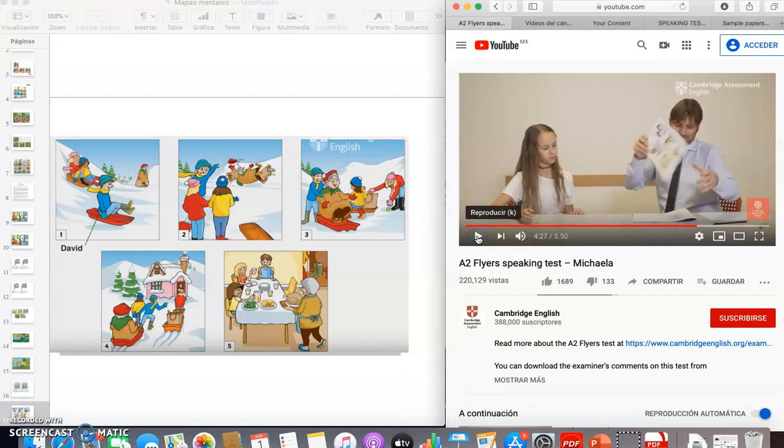Okay, as you can see, these are the parts that I explained to you, and this is an example of how the examiner will work with you.